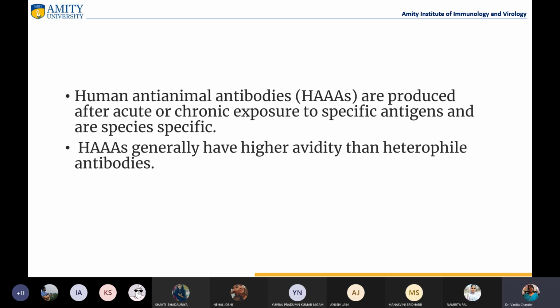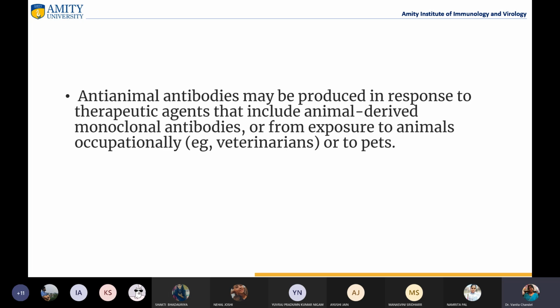Then human anti-animal antibodies. These are produced after acute or chronic exposure to specific antigens, and they are species specific, and they have a very high avidity compared to the heterophilic antibodies. Anti-animal antibodies can be produced sometimes in response to therapeutic agents that contain animal-derived monoclonal antibodies, or from occupational exposure to animals, people who directly deal with animals, or their pets. So they can arise from there also, right?